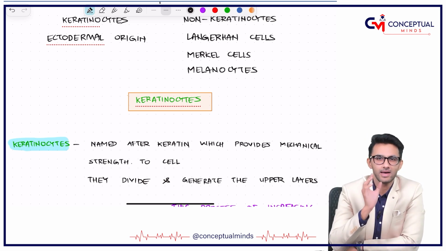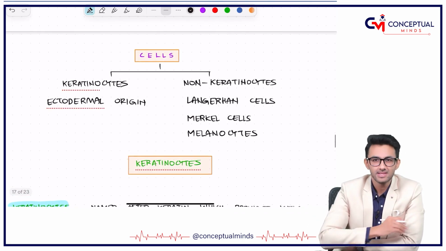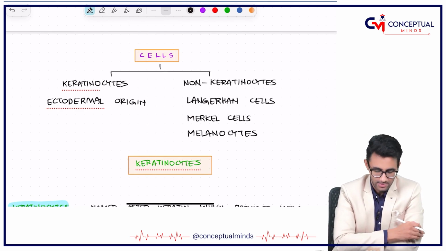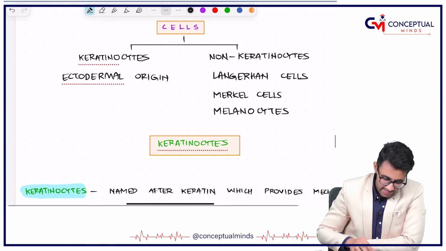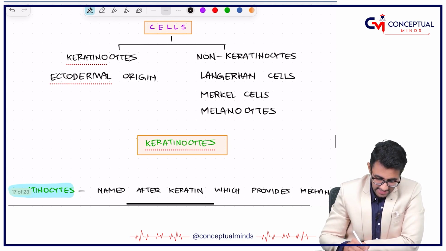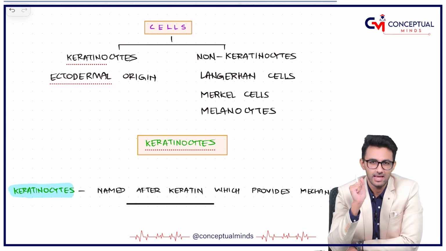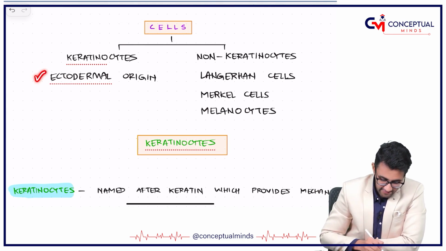Okay, and I hope you remember the location for all the different types of cells. We will be covering everything. Fine, so let us start. The first one is keratinocytes. These are the most numerous cells, the keratinocytes, right? And these are ectodermal in origin. Okay, that is our first point.